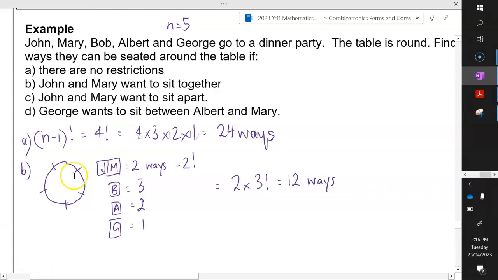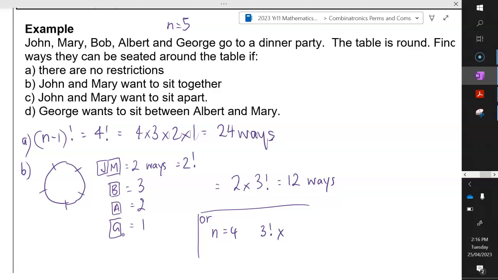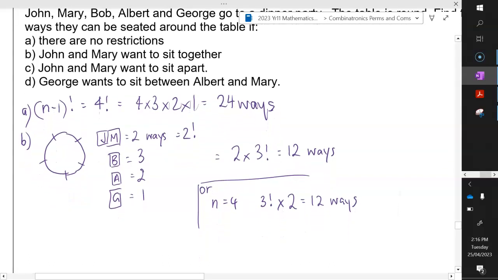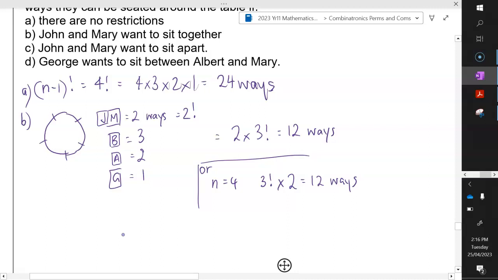You can also think of it as grouping John and Mary together. So instead of having 5 people, we've got 1, 2, 3, we've got 4 groups. In this case, n would be 4. And so we'd have a seating arrangement of n minus 1, which is 4 minus 1 or 3 factorial ways. But we need to take into account that John and Mary have 2 options themselves. So same maths, just a little bit different thinking if you like to think that way. And I know we all in this class think slightly differently, so we want to try and have a look at all options.